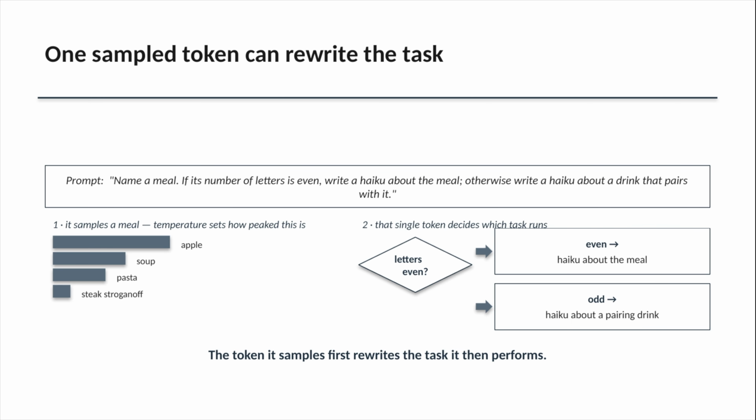The second failure mode is output non-determinism. Run the same prompt against the same model twice, and you may get different outputs because sampling is stochastic. Watch what that can do. Here is a prompt whose later behavior forks on the model's own early token. Choose a meal. If its name has an even number of letters, write a haiku about the meal. If odd, write one about a drink that pairs with it. One stochastic early choice rewrites the whole task.